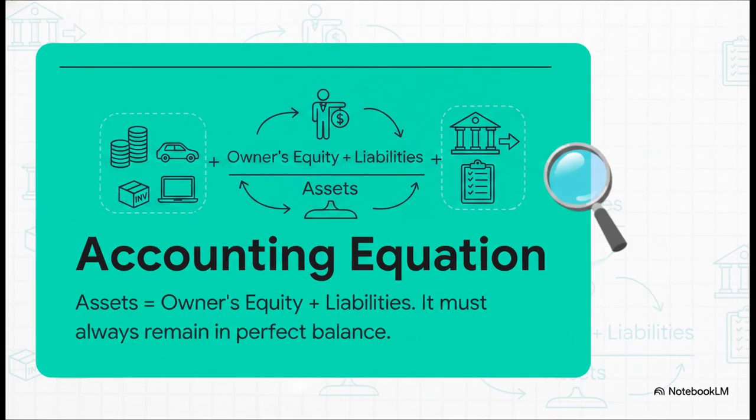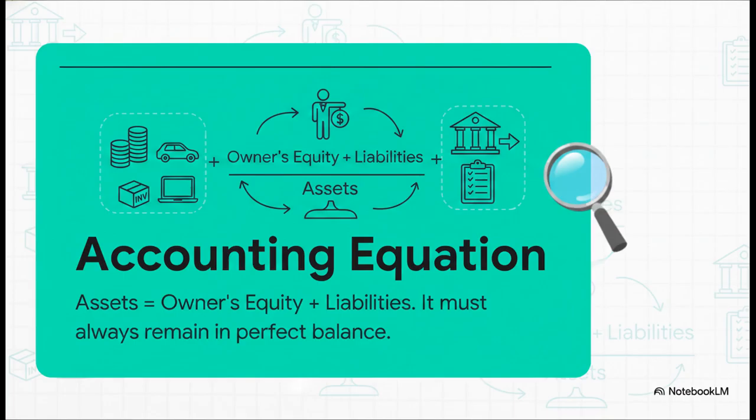Let's make it real and ground this in a concrete example. Say you decide to start a neighborhood bakery. The commercial ovens you buy and the cash sitting in the register, those are your assets. Now, if you took out a massive bank loan to buy those ovens, that loan is a liability. But if you used your own personal life savings to fund the business, that is your equity.